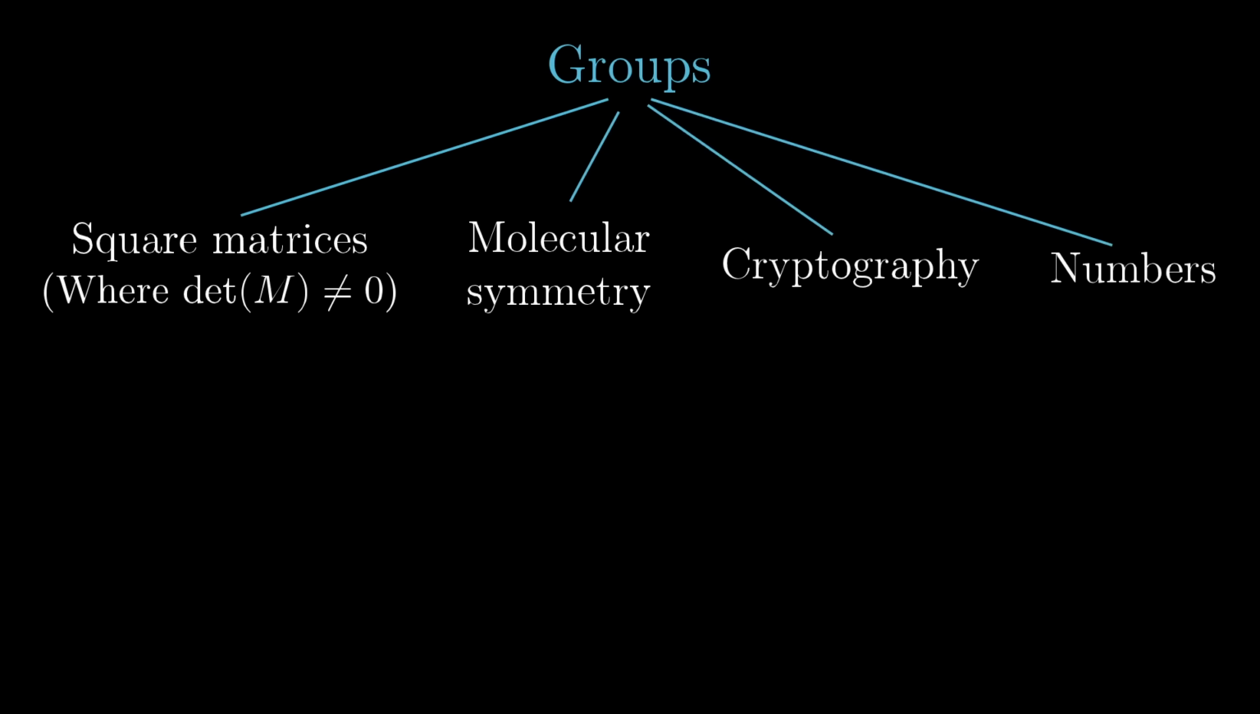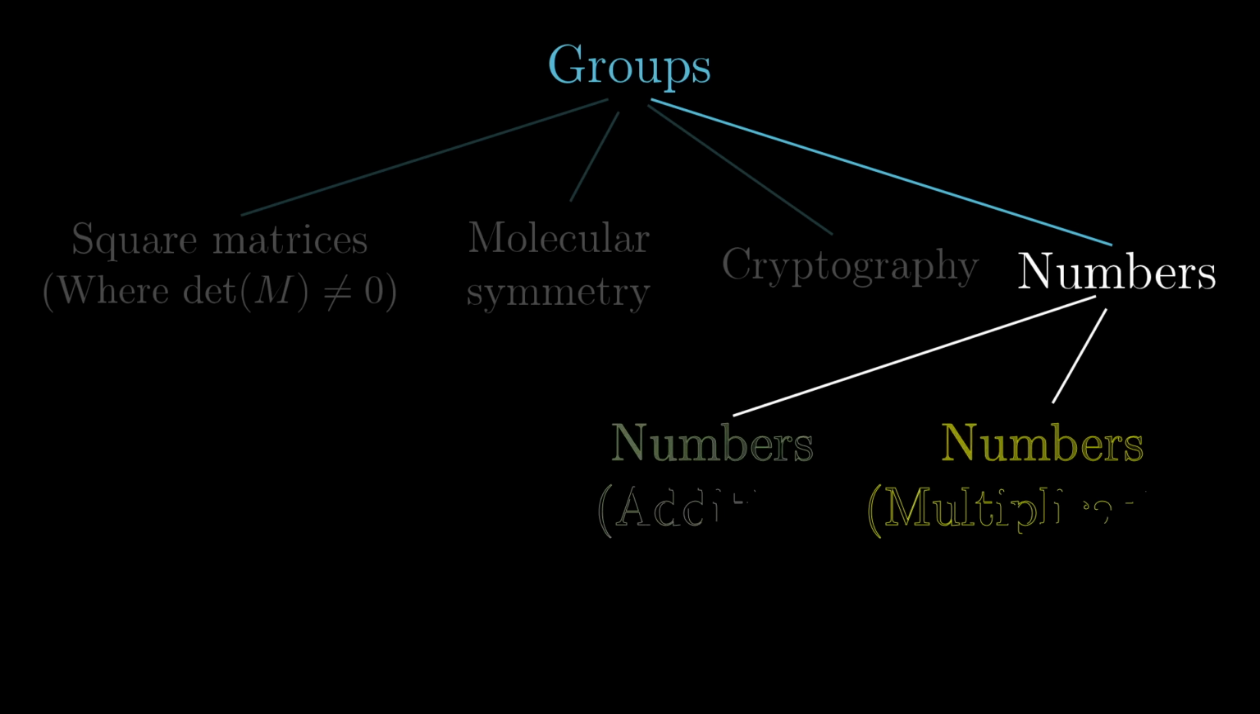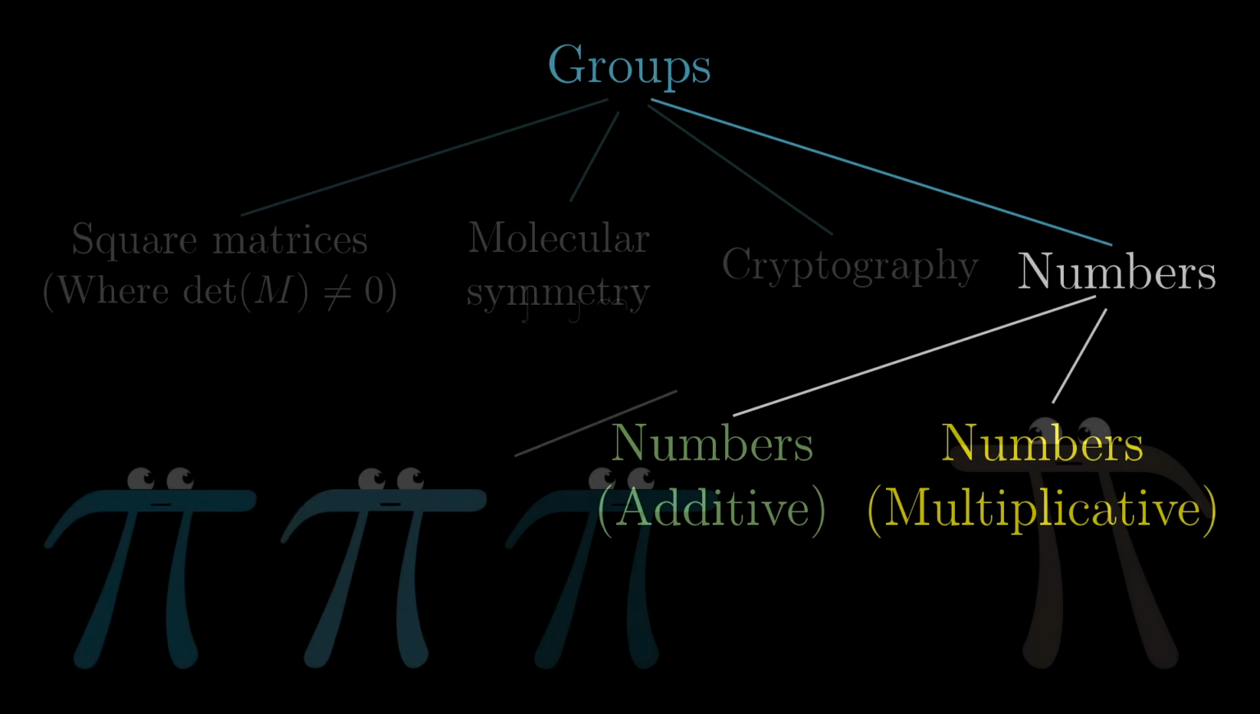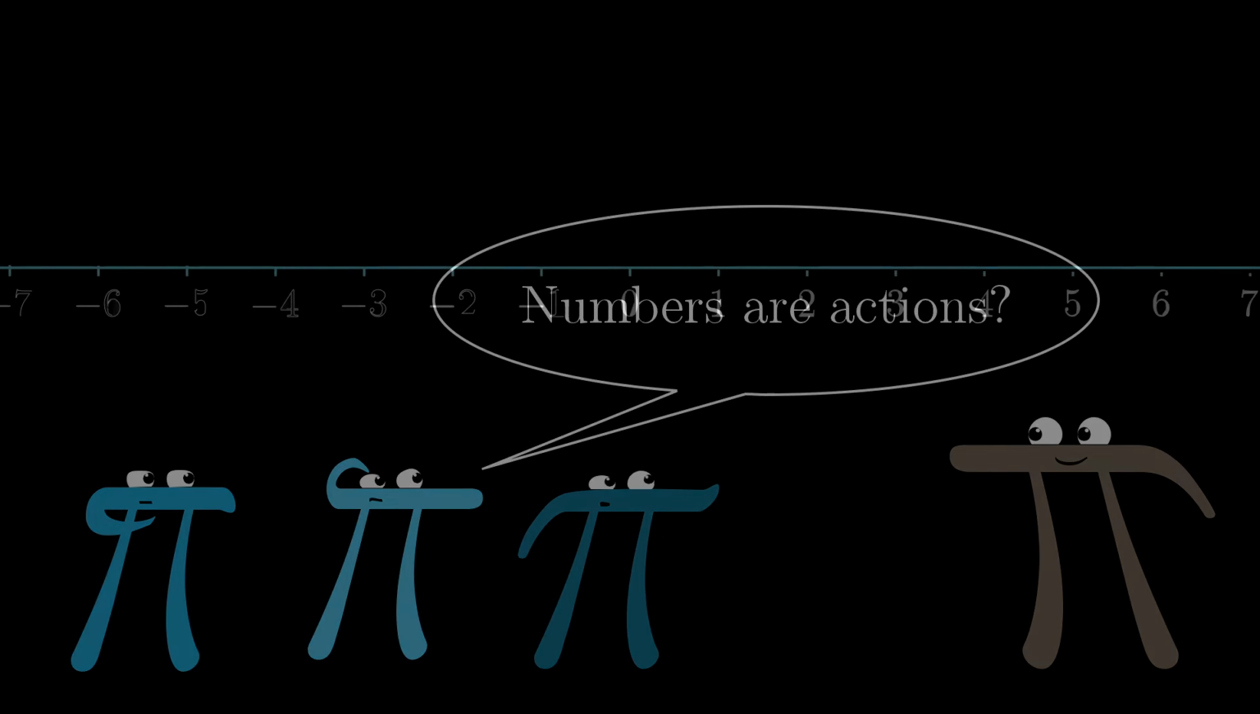And maybe the most familiar example is numbers, just ordinary numbers. And there are actually two separate ways to think about numbers as a group. One, where composing actions is going to look like addition, and another where composing actions will look like multiplication. It's a little weird because we don't usually think of numbers as actions. We usually think of them as counting things. But let me show you what I mean.